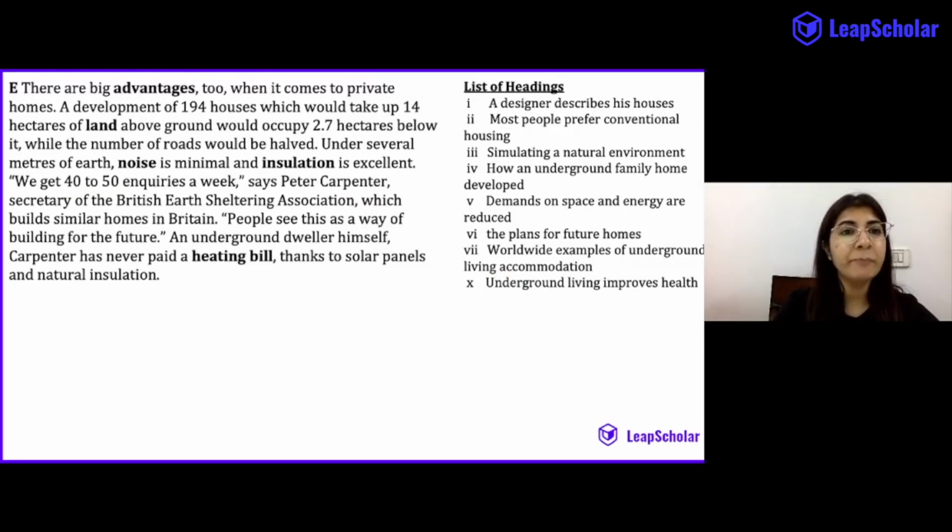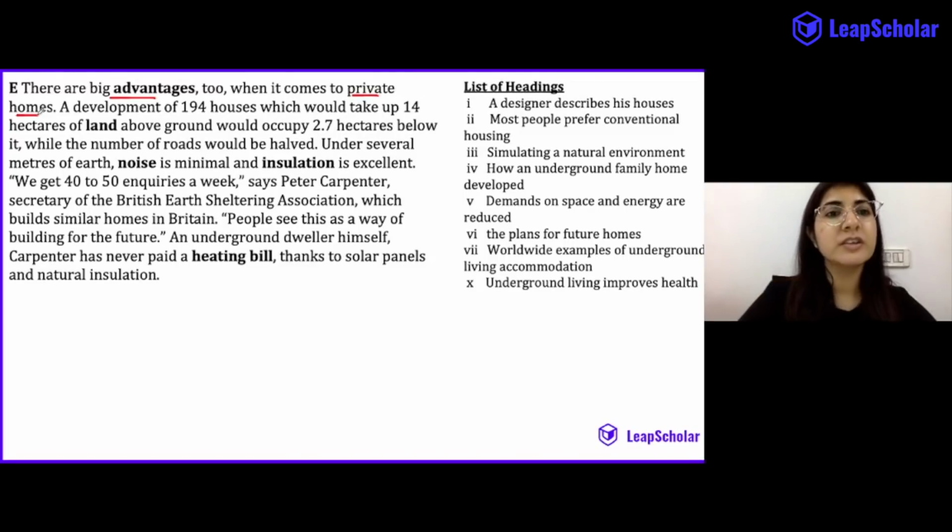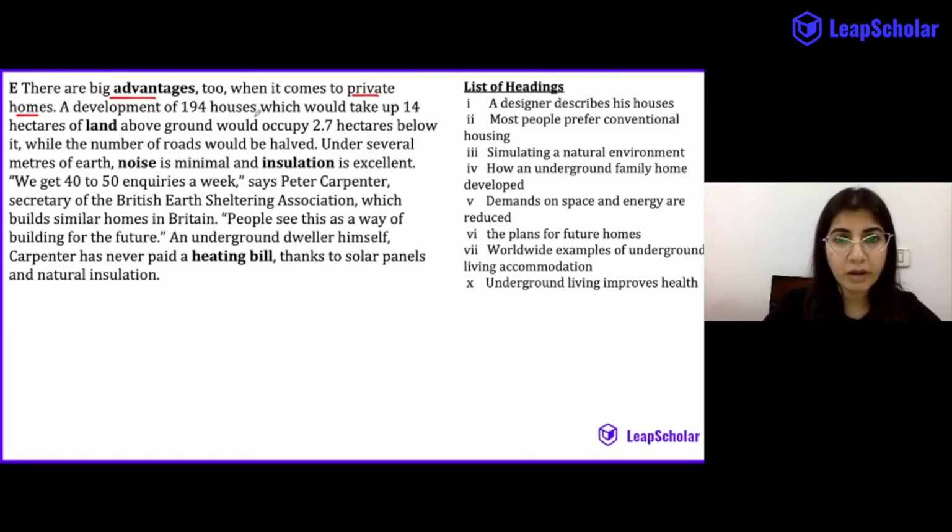Moving forward to E. There are big advantages too when it comes to private homes. Alright, so now just by reading the first sentence, I know that this paragraph talks about the advantages of private homes. So I know that this paragraph is going to talk about the advantages. What advantages does it talk about? So the first one is a development of 194 houses, which would take 14 hectares of land above ground, but it would occupy just 2.7 hectares below it. So reduction of land, reduction of space. The second advantage is reduction of noise, and insulation is excellent.